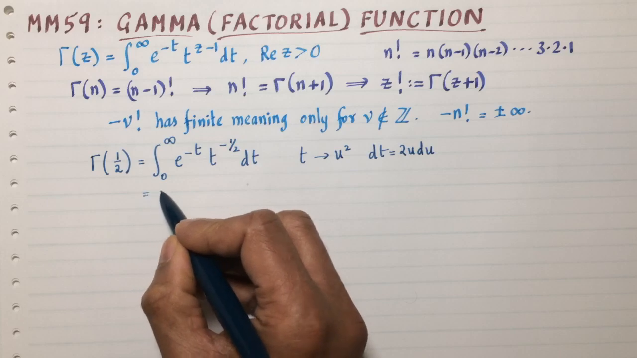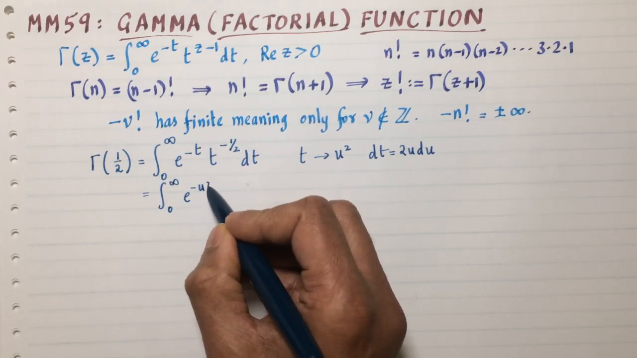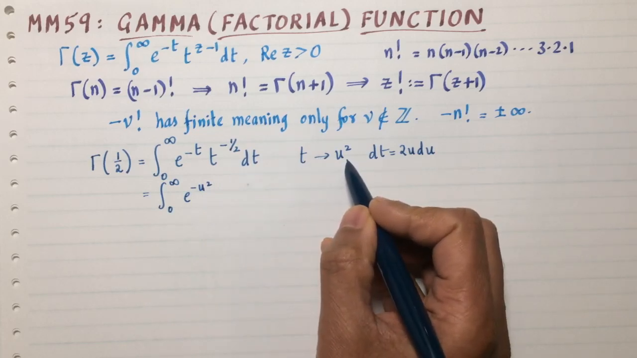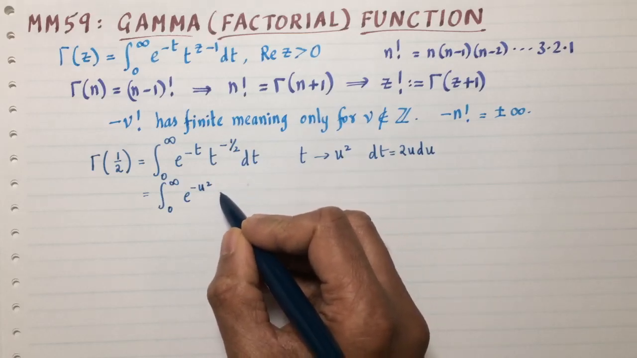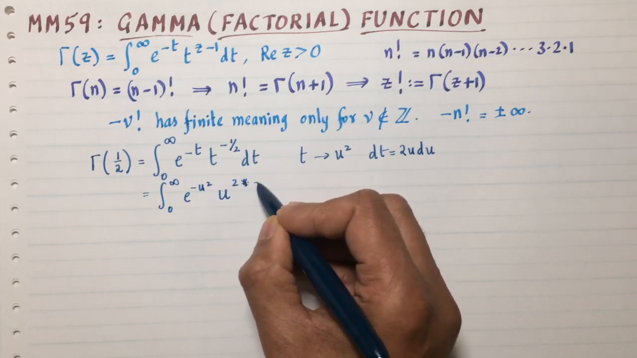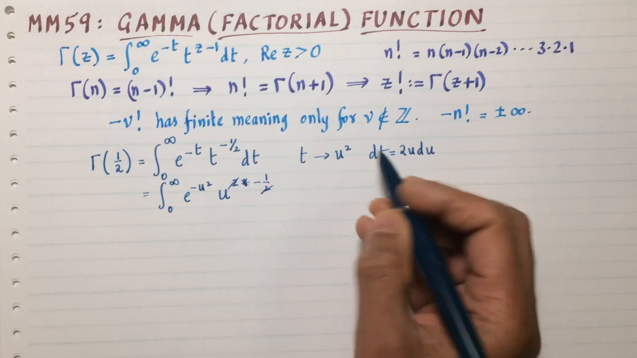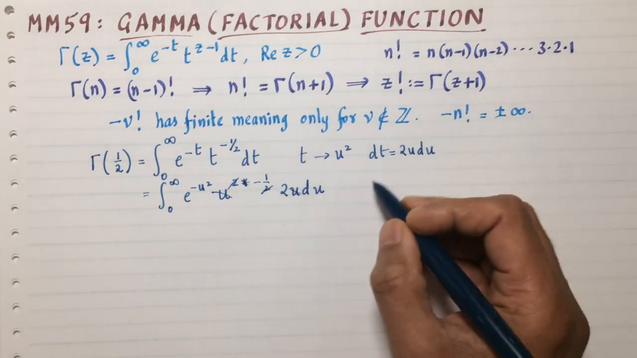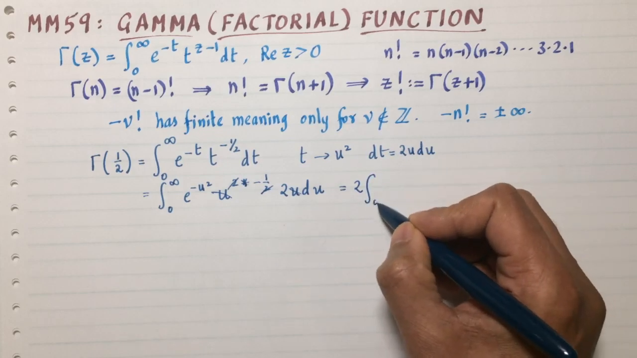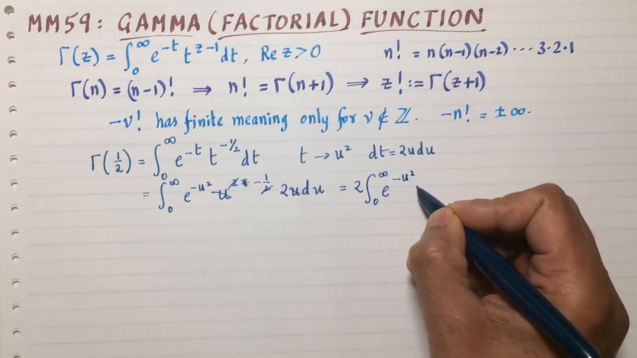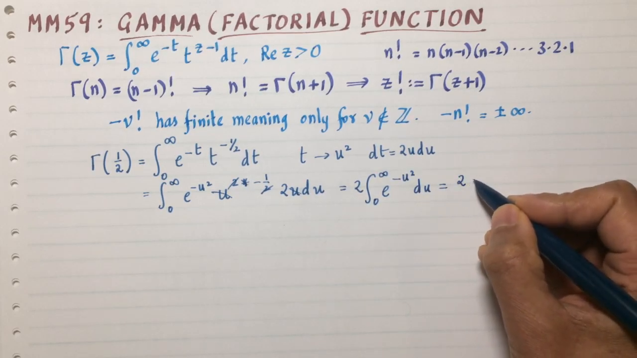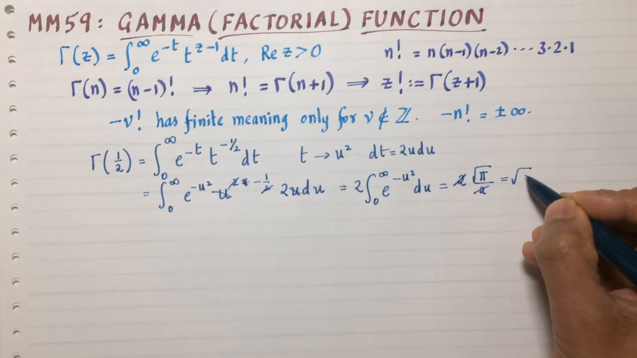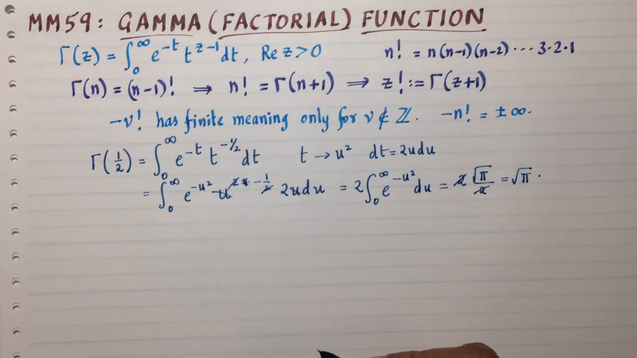Then this becomes, the limits remain the same, e to the minus u squared, and then when I take t to u squared, I'm going to get u squared to the negative half times dt, which is 2u du. Well, that's very nice, because u to the minus 1 times u is just 1. So I get 2 times the integral from 0 to infinity of e to the minus u squared du, which is just the Euler-Poisson integral. So that's 2 times the square root of pi divided by 2. So the 2's cancel out and I get root pi. That's a very useful result, that gamma of 1/2 is equal to root pi. And you can use that to reduce several interesting integrals to that form.